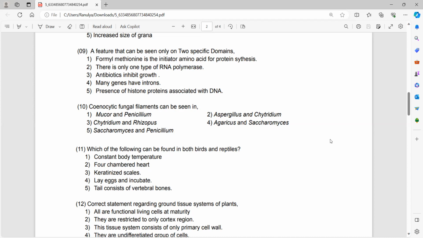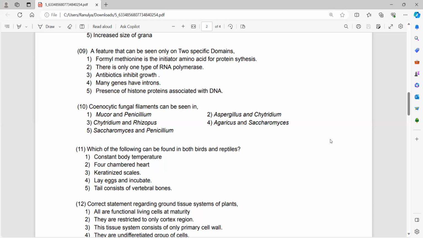Then there is only one type of RNA polymerase, present only in domain Bacteria again. Only the growth of organisms belonging to domain Bacteria is inhibited by antibiotics. Then many genes have introns. The presence of introns in many genes can be seen only in domain Eukarya. So the answer should be the fifth answer.